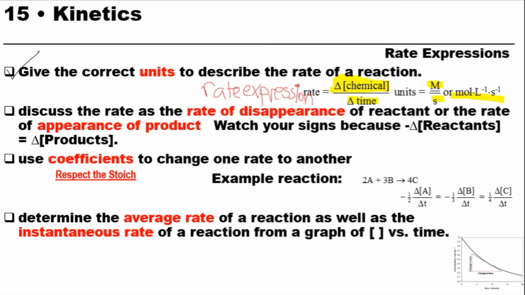All right. When you discuss the rate of disappearance of a reactant or the rate of appearance of the product, watch your signs. Reactants will always be negative, products will always be positive.